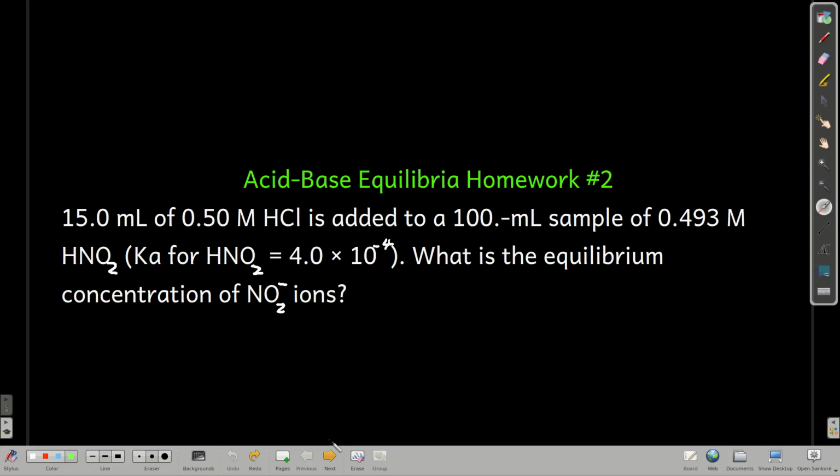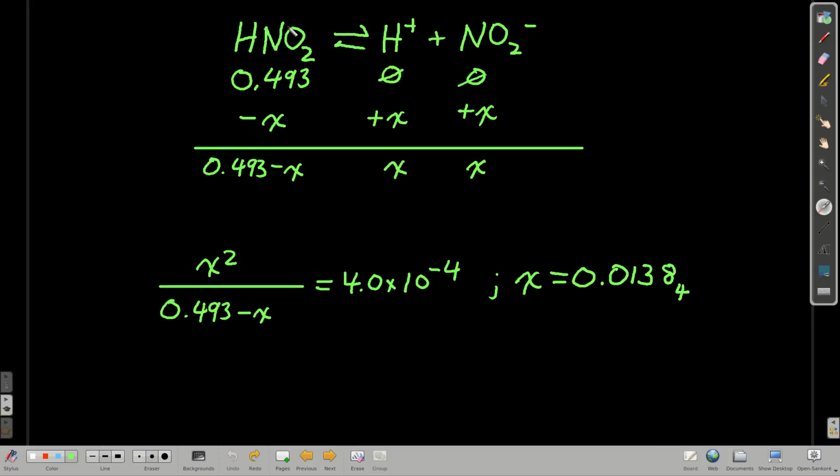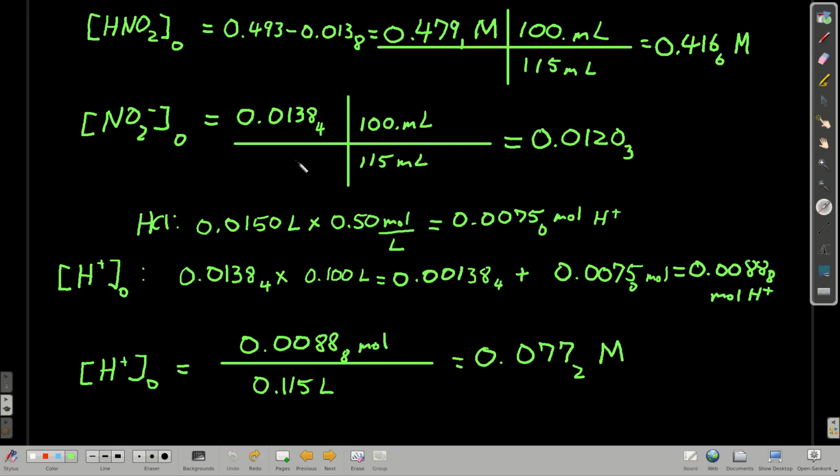So our first step is to do a normal ice table for the equilibrium of nitrous acid before we add the hydrochloric acid. So there we go. That's the ice table. That's what I get for X. Check that. Make sure you get the same thing. Now, for our new equilibrium, the one that comes back to equilibrium when it's been disturbed, our initial concentration of nitrous acid will be what we started with, 0.493, minus what we lost.